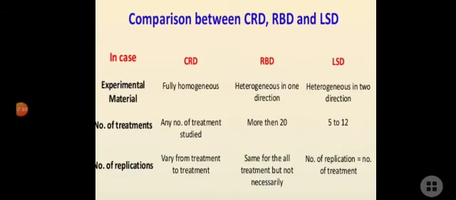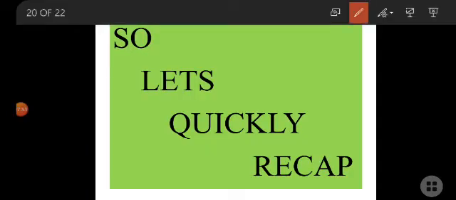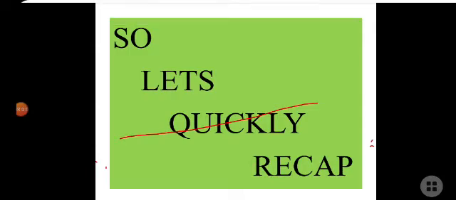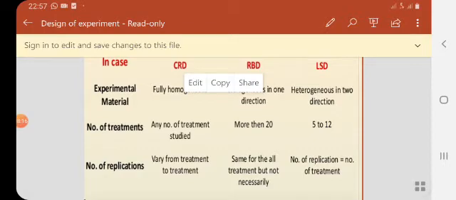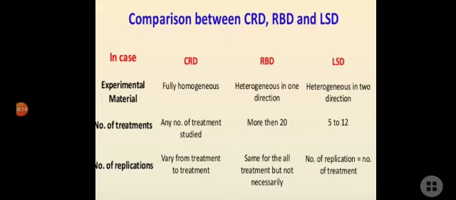In brief, we can recap how these three types of design differ from each other. In completely randomized design, you can observe that this design is totally, fully homogeneous, whereas randomized block design is heterogeneous in one direction and Latin square design is heterogeneous in two directions, like rows and columns.